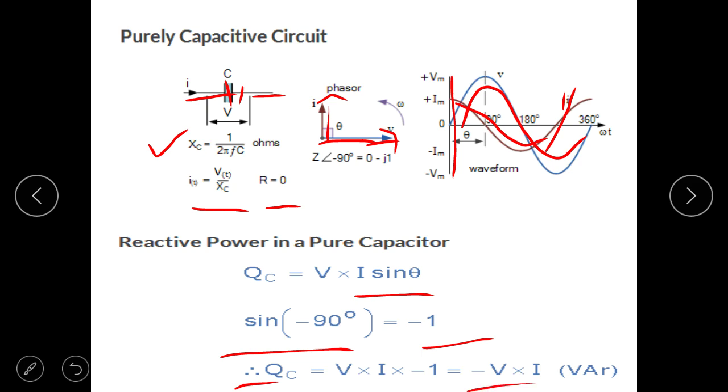It means a capacitor injects reactive power in the circuit, but in an inductive circuit, QL is equal to V into I. It means an inductive circuit receives, not injects, receives reactive power, absorbs reactive power.